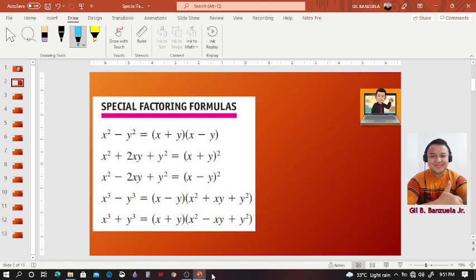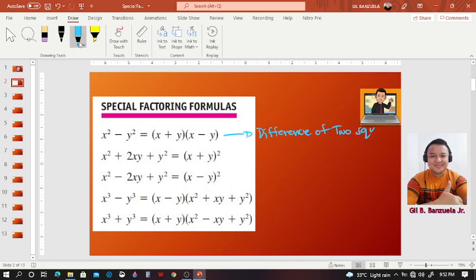So kung may special products, may special factoring din. So isa-isayin natin sila, no? Sige. So ayan yung una, okay? So kung makikita ninyo, ito po ang una. Ang tawag natin dyan ay difference of two squares. So, bakit siya tinawag na difference of two squares?